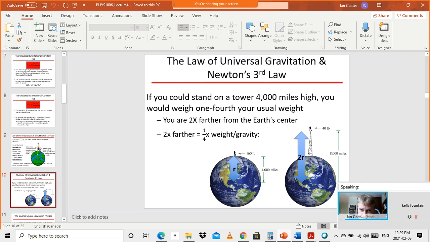Okay, if I stand on the top of up here, so now I'm 8,000 miles from the center of the Earth, which is 2 radii. Look at my weight there. It's gone down to 1/4. So there is a relationship here.